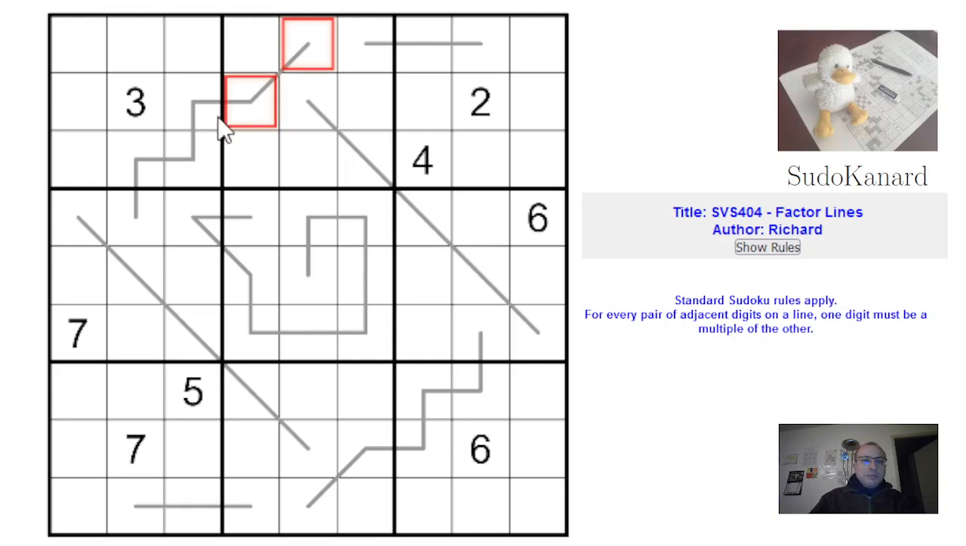So it could be a 9 here with a 3 there. That's a possibility. It could be a 1 with whatever digit here. It could be a 2 here with any even digit here. And that's all there is to it.